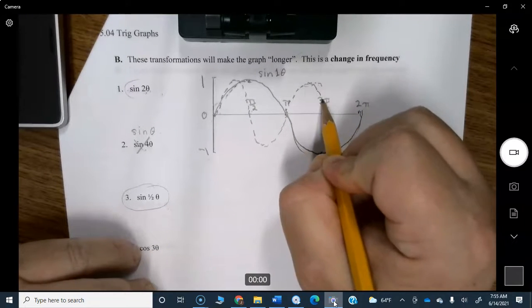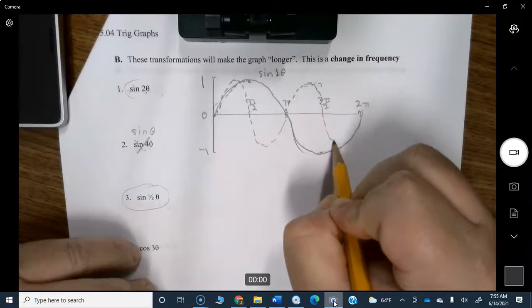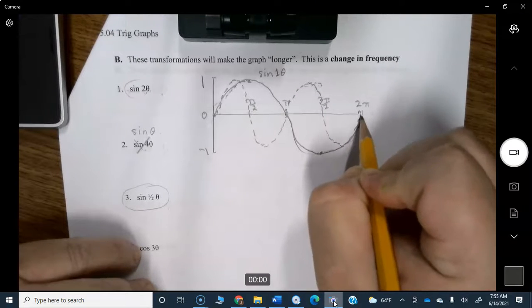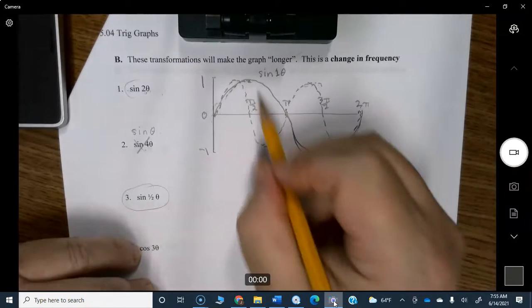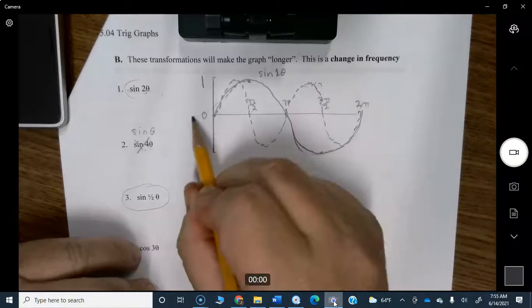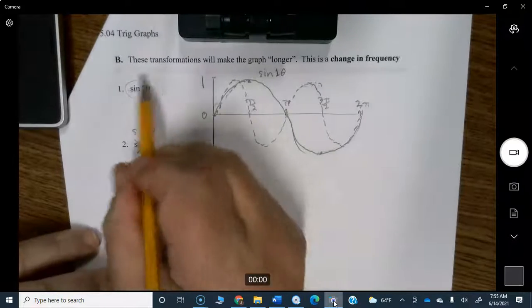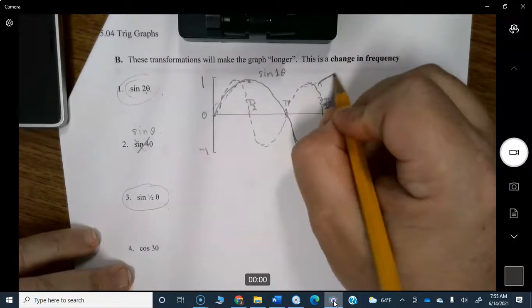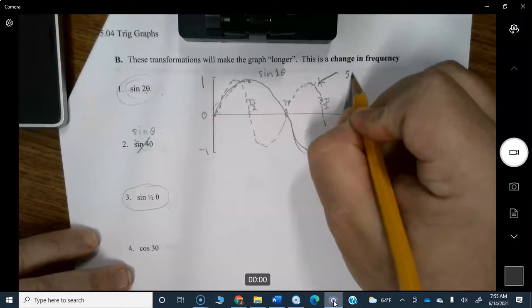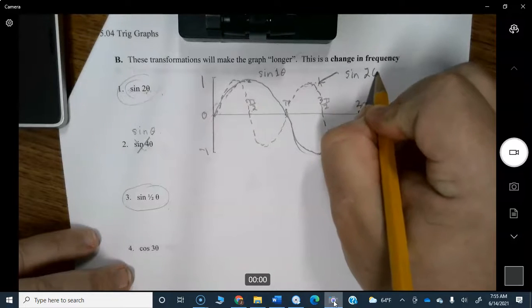I should have curved that down a little quicker. And then it's going to come down to 1 and then come back up to here. So it did 2 cycles between 0 and 2 pi. That's what this one did. So let's mark that one. This one is sine of 2 theta.